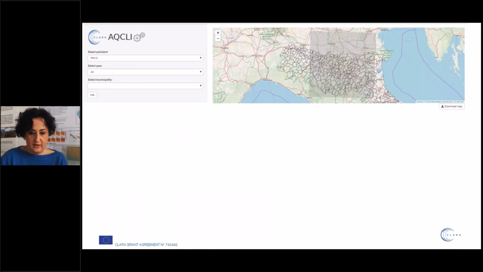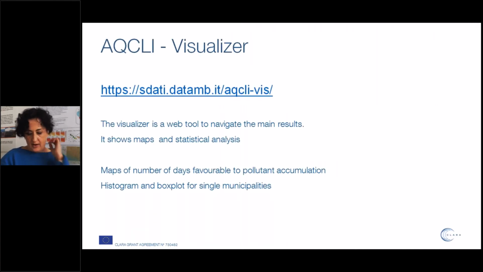The outcome of the Aqcli service may be visualized by means of a web tool, which has been implemented during the project. It is an open site with no login, and it is freely accessible at the link here. The tool can display maps and basic statistical analysis for every single municipality.